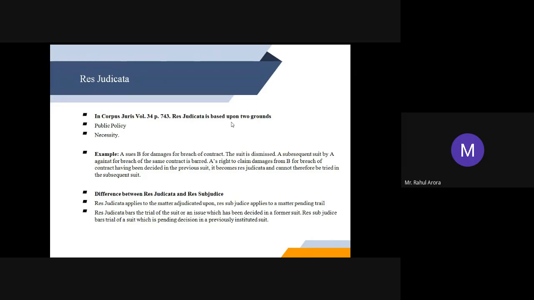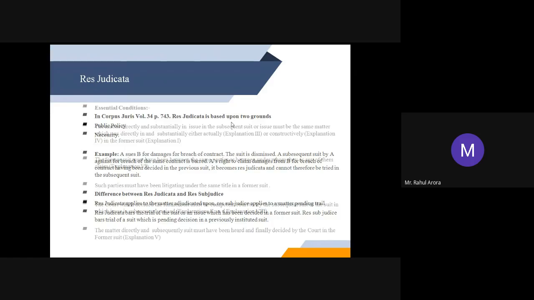Now, the next relevant question to be dealt with herein is: what is the difference between res judicata and res sub judice? Res judicata applies to a matter already adjudicated upon, whereas res sub judice applies to a matter pending trial. Res judicata bars the trial of a suit or an issue which has been decided in a former suit. Res sub judice bars the trial of a suit which is pending decision in a previously instituted suit.